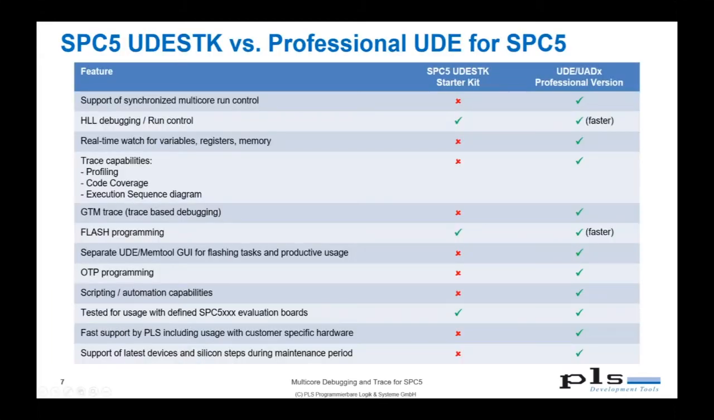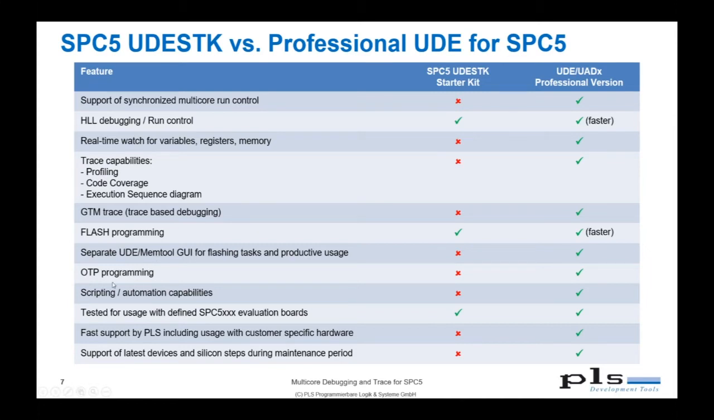So after this short overview about the access devices, I'd like to come back to the two tools in this slide. I'd like to compare the two tools, the UDESDK starter kit and the full-featured UDE version. You can see here that the UDESDK has some substantial limitations. Most important ones are you have only limited support for multicore systems or for multicore debugging. There is no trace at all, so you have only very limited possibilities for runtime analysis for your application.